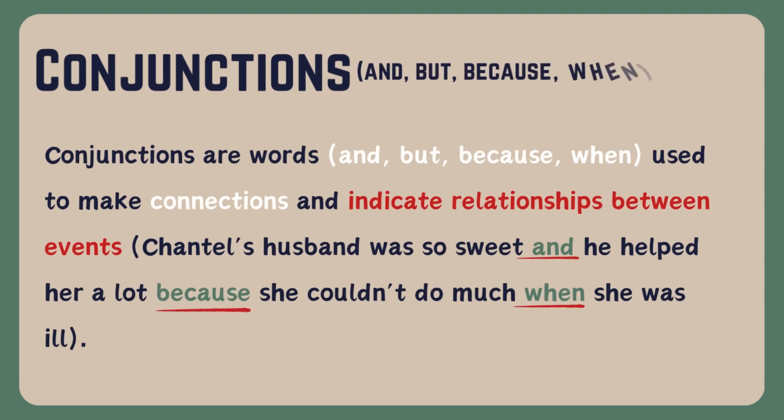Then we'll move towards conjunctions. Conjunctions are connecting words that join words, phrases, or clauses. They help to indicate relationships between different parts of a sentence. Then there are two types of conjunctions: coordinating conjunctions and subordinating conjunctions. For coordinating conjunctions, we have and, but, or. So these link equal elements.